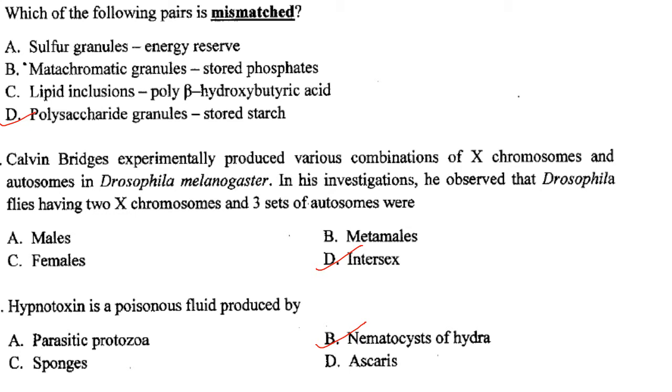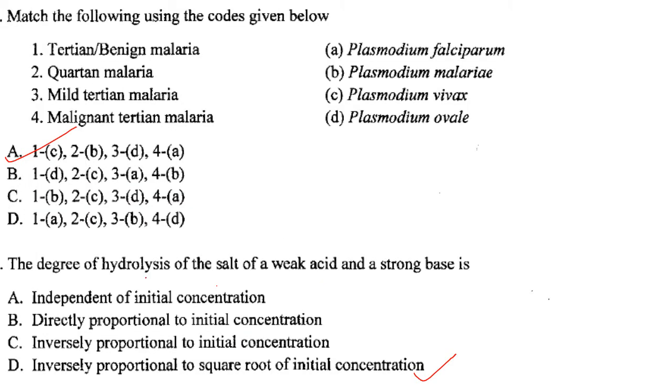Then next one. Calvin Bridges experimentally produced various combinations of X chromosomes and autosomes in Drosophila melanogaster. In his investigations, he observed that Drosophila flies having 2 X chromosomes and 3 sets of autosomes were intersex. Answer is option D. Then hypnotoxin is a poisonous fluid produced by the nematocyst of Hydra. Answer is option. Then next one.